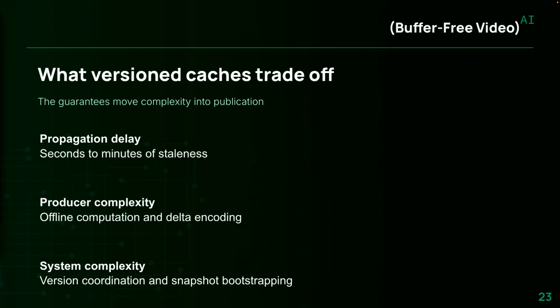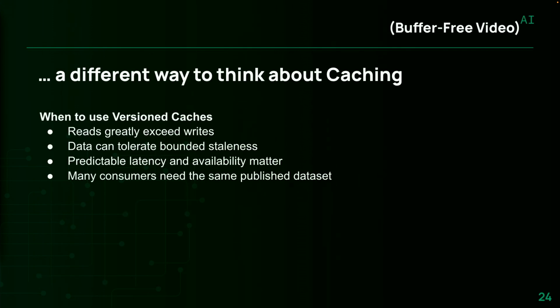So consider version caches when you have a high number of reads and they greatly exceed writes, and you need to serve these reads at high availability. But consider alternatives when every write must be immediately visible, and data is highly user specific or rapidly changing.